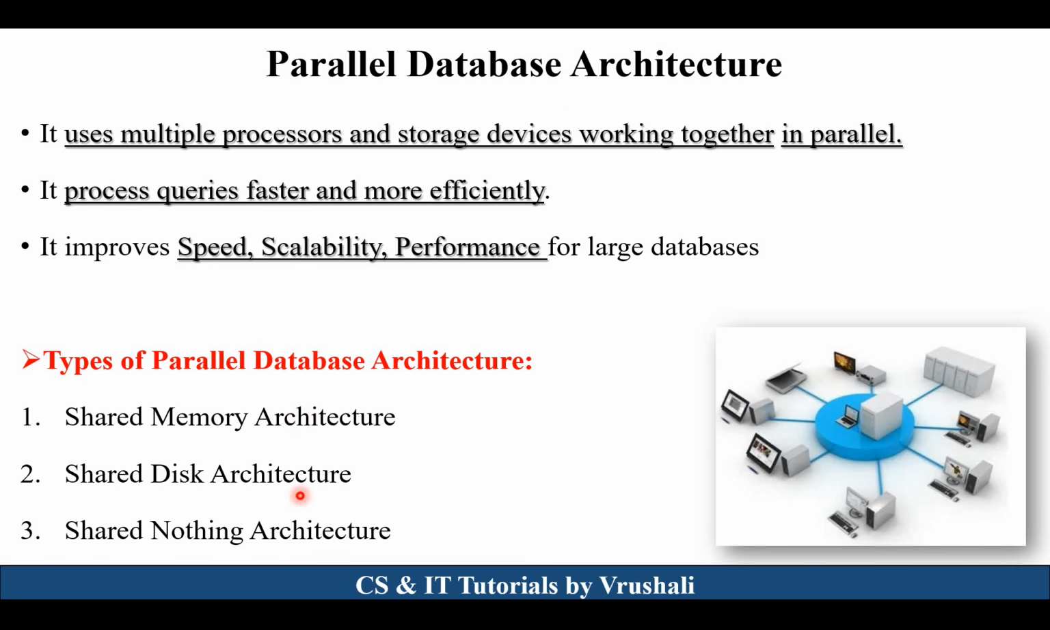So there are a total of three types of parallel database architecture: shared memory, shared disk, and shared nothing architecture. Every architecture is used as per the requirement of the project. So let's see them one by one.